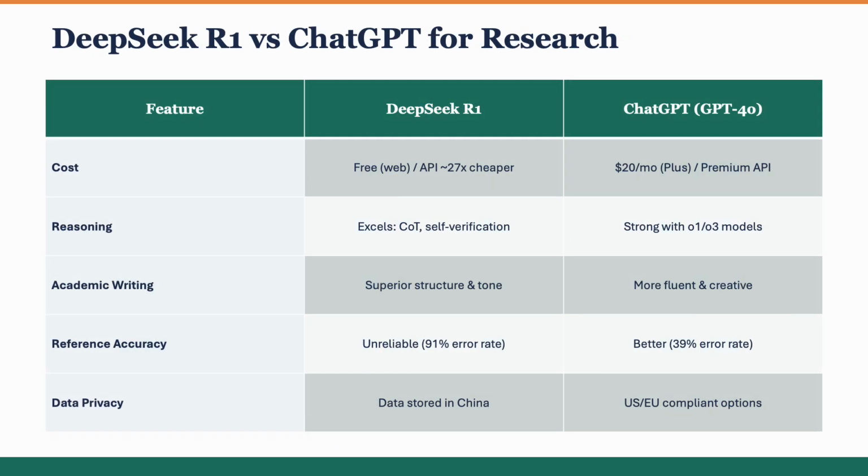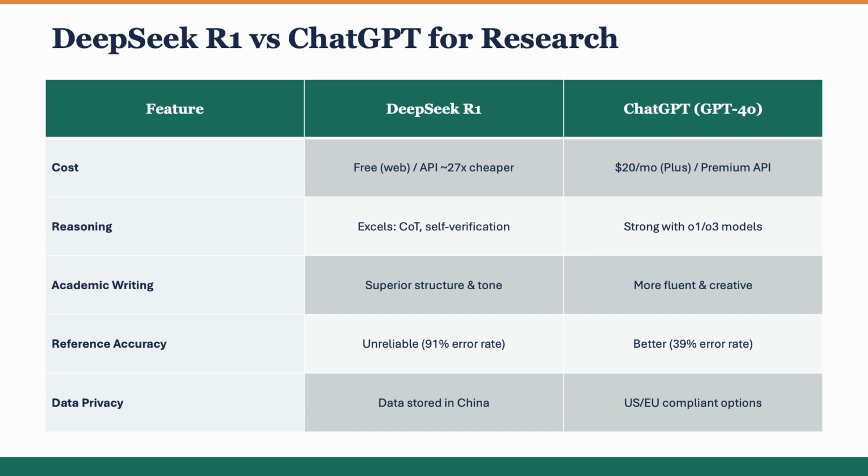Now let us do a head-to-head comparison between DeepSeek R1 and ChatGPT, because this is what most researchers want to know. In terms of reasoning depth, DeepSeek R1 uses transparent chain-of-thought reasoning, meaning you can actually see how it works through problems step by step. This was documented in the DeepSeek R1 paper on arXiv, paper number 2501.12948, which describes how the model naturally developed self-verification and reflection behaviors through reinforcement learning.